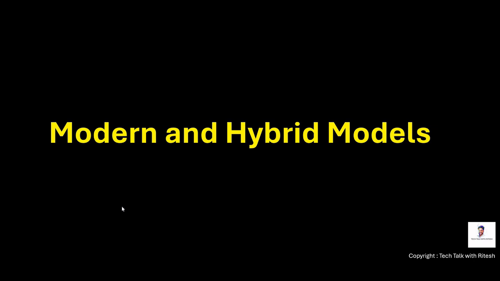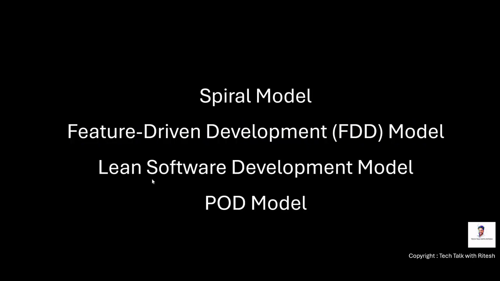So far we have covered traditional models, then we covered agile models. Now we will learn the modern and hybrid models. And these are the models we are going to cover: spiral model, feature driven development or FDD model, lean software development model, and pod model. So the first one is the spiral model.